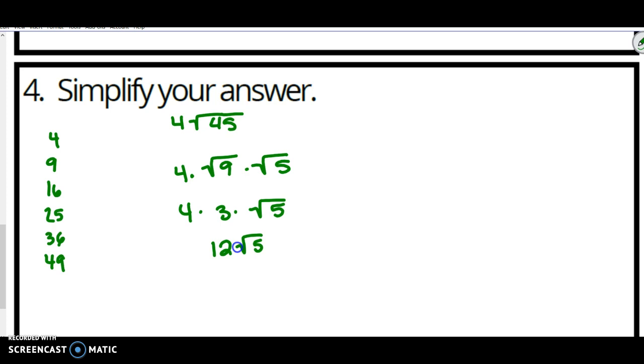So the negative 4 times square root of 15 times negative square root of 3 results in 12 square root of 5.